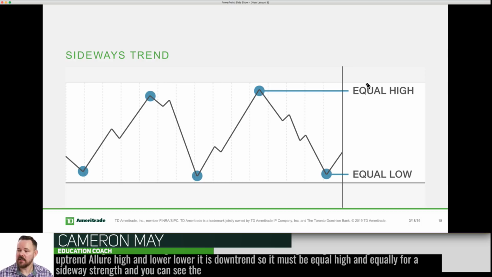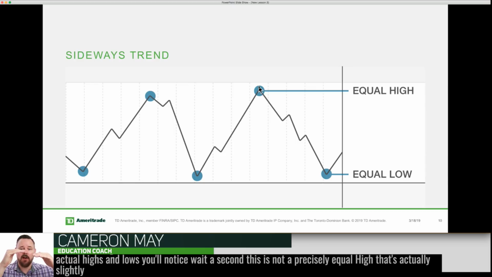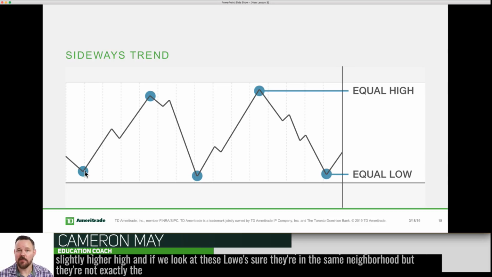And you can see that this slide actually defines it that way. But if you look at the actual highs and lows, you'll notice, wait a second, this is not a precisely equal high. That's actually a slightly higher high. And if we look at these lows, sure, they're in the same neighborhood, but they're not exactly the same. So equal is kind of an exaggeration here.